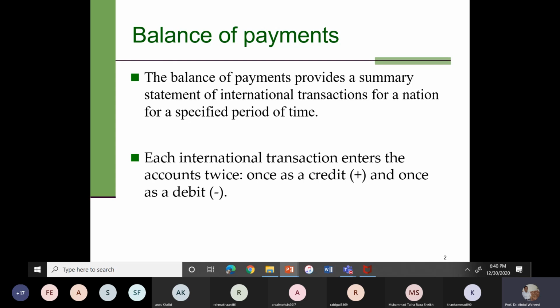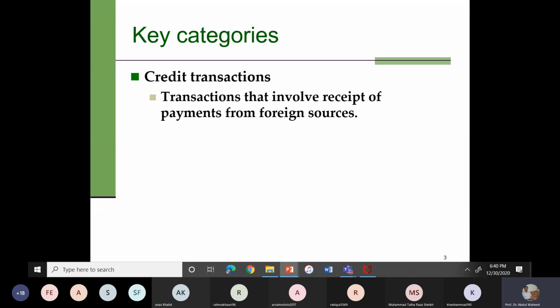Now, in balance of payment, each international transaction enters twice. So a double entry bookkeeping system is there. So we have credit and debit. So credit entry is with positive sign and debit entry is with negative sign. Okay. So how to enter the transaction as a credit transaction?